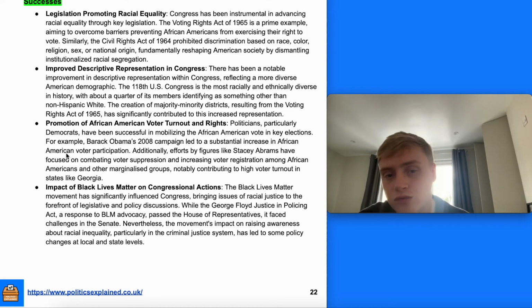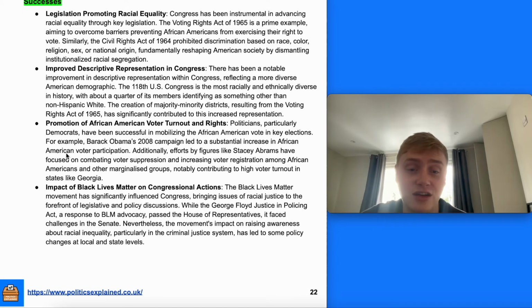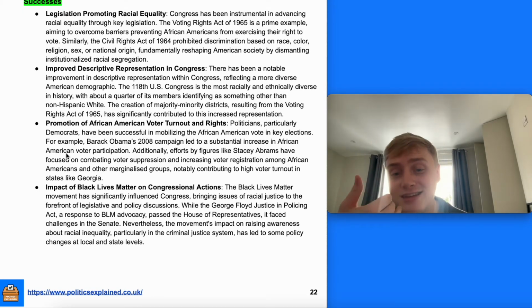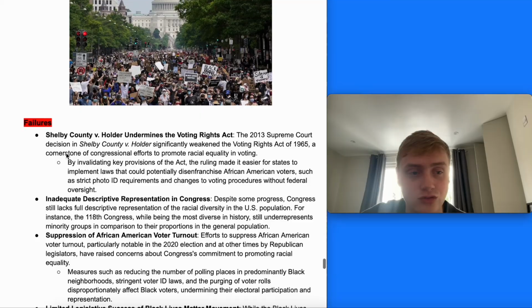So whilst the George Floyd Justice and Policing Act was passed by the House of Representatives, it did face challenges in the Senate, but the movement did have an impact in raising awareness about racial inequality, particularly in the criminal justice system, and has led to some policy changes at local and state levels.